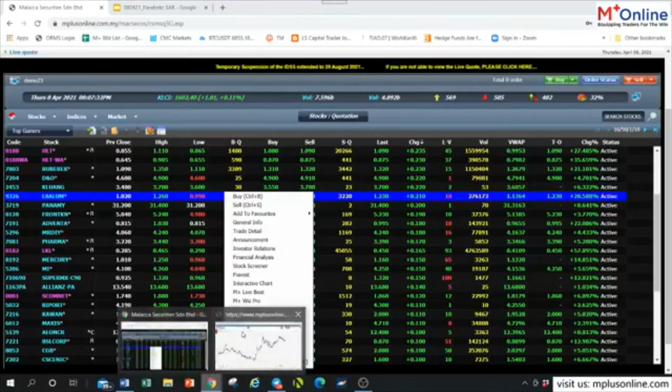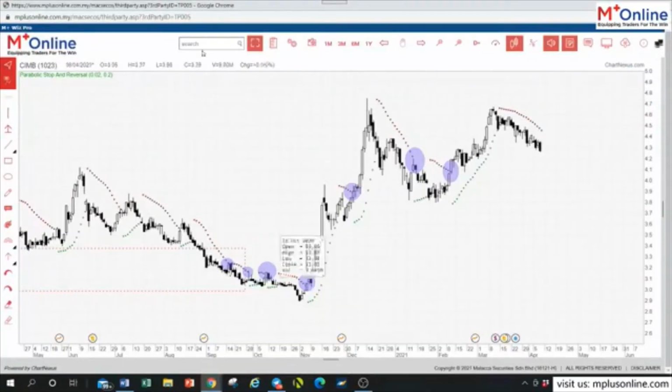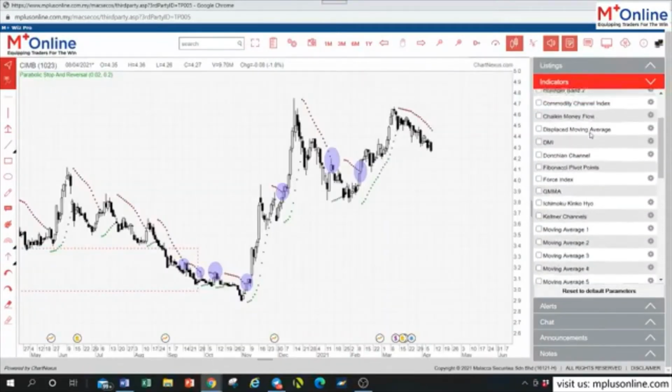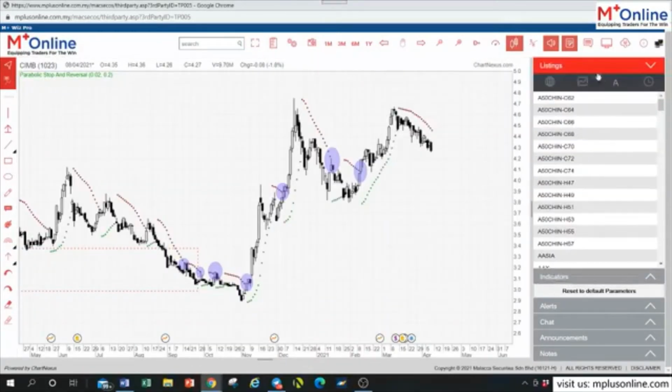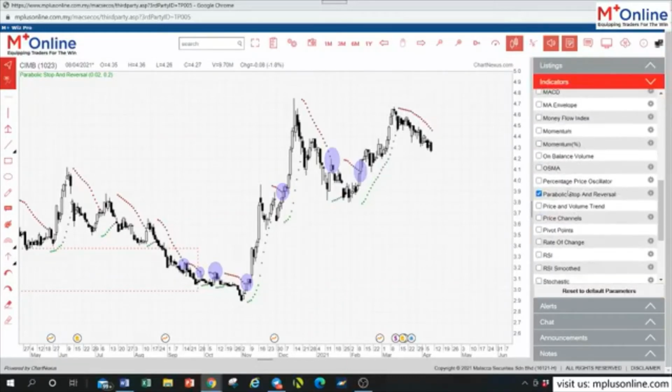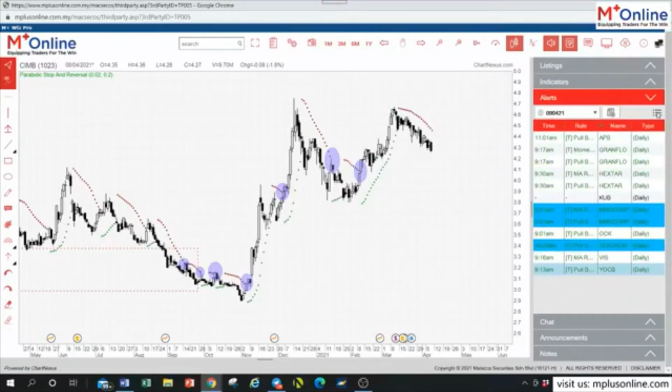Once you launch, the layout will be the same as M+ Swiss Pro, and you can find your indicator right here, the listing of indicators. When you first launch, it will look like this, and then you click indicators, scroll down, and look for Parabolic Stop and Reversal. And at the bottom right here is the alerts that I was mentioning to you guys.